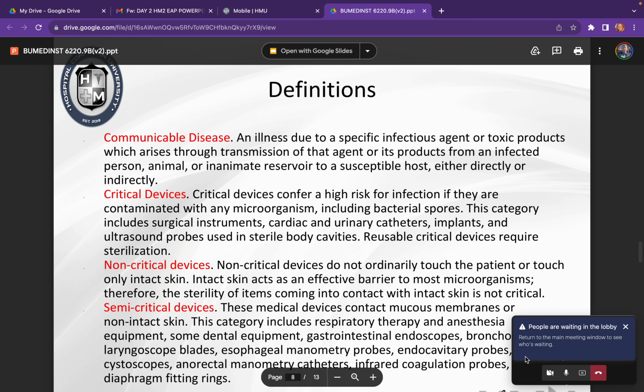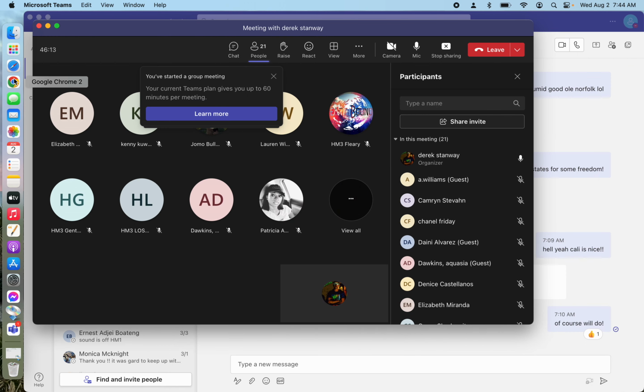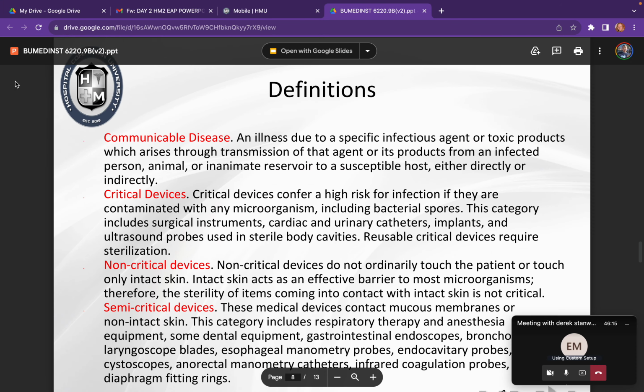Your semi-critical devices, they contact mucous membranes or intact skin, but they don't puncture it, right? So that could be like your bite blocks that you bite down on, or anything that can touch the inside of the mouth or whatever else, but they're not going deep inside a cavity, all right?